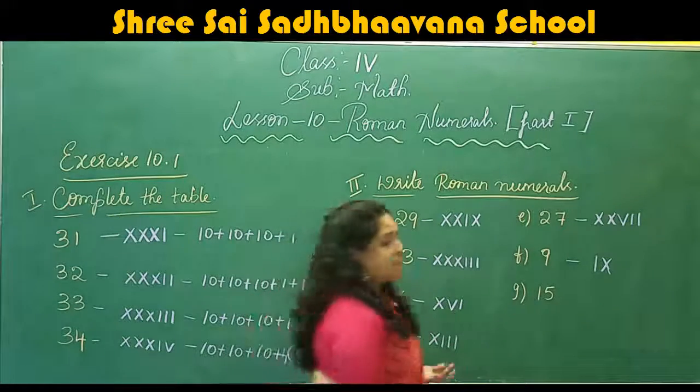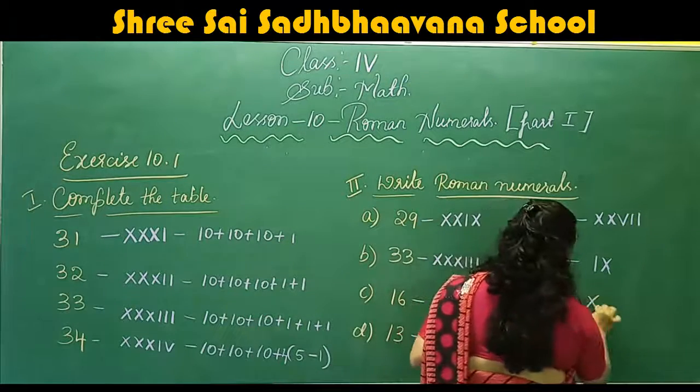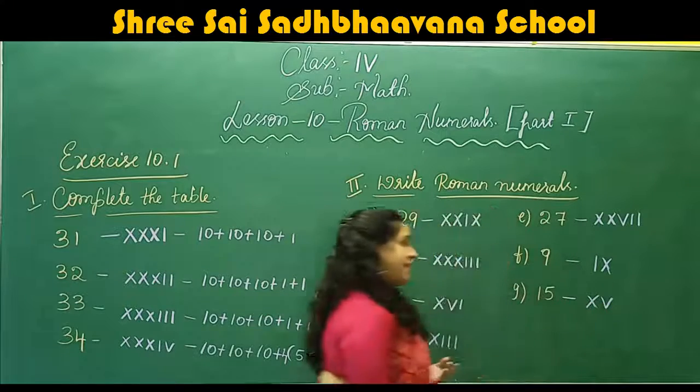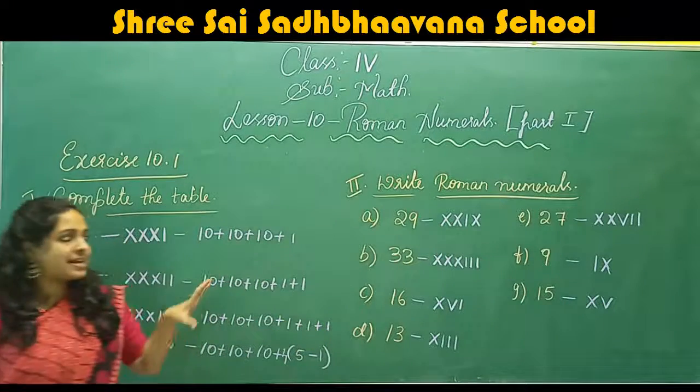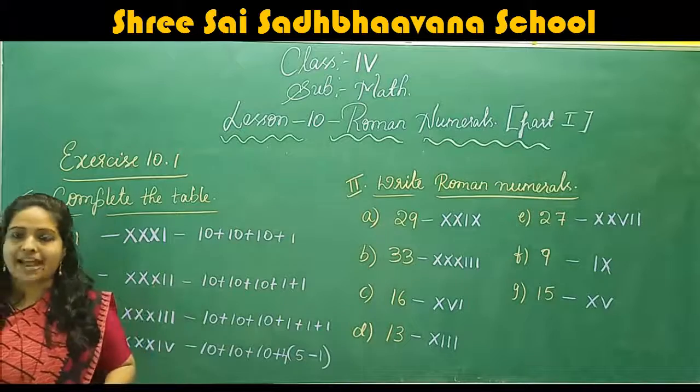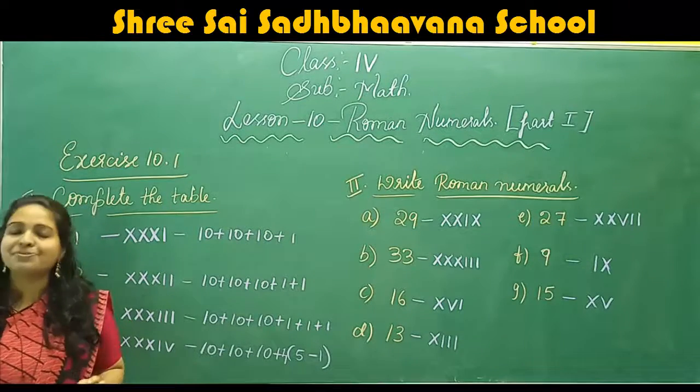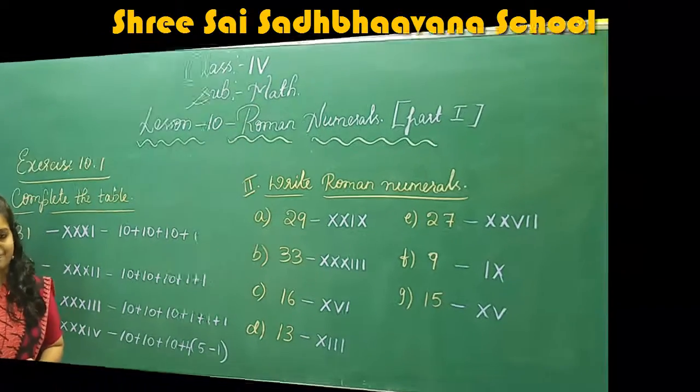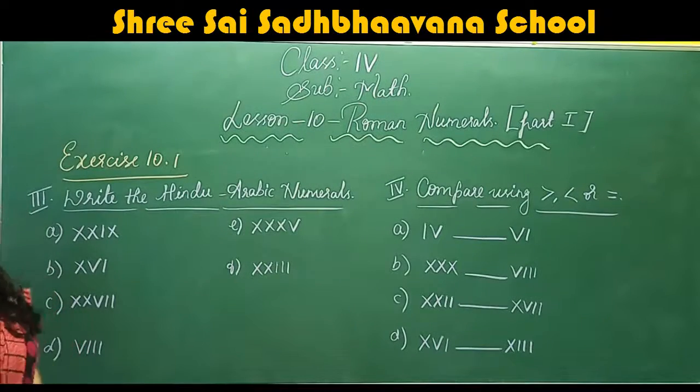15. 10 plus 5. So 10 is nothing but X. 5 is nothing but V. XV. So these are the first and the second main. I hope you have understood, and the remaining sums you will do yourself. Children, now let us discuss the third main.